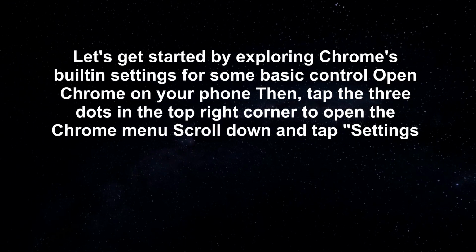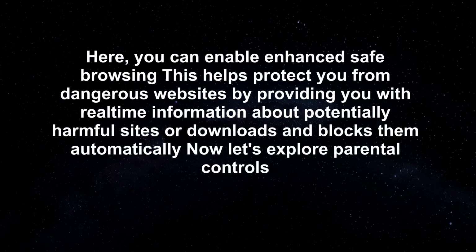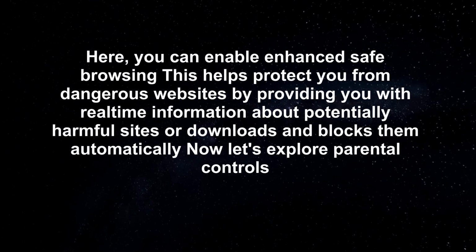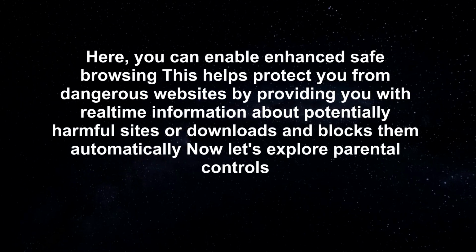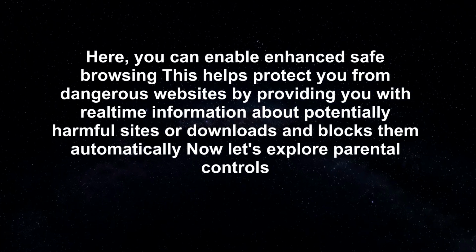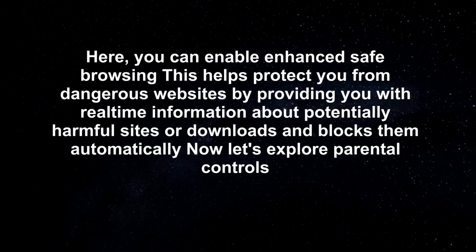Scroll down and tap Settings. In the Settings menu, tap Safety Check. Here, you can enable enhanced safe browsing. This helps protect you from dangerous websites by providing you with real-time information about potentially harmful sites or downloads and blocks them automatically. Now let's explore Parental Controls.